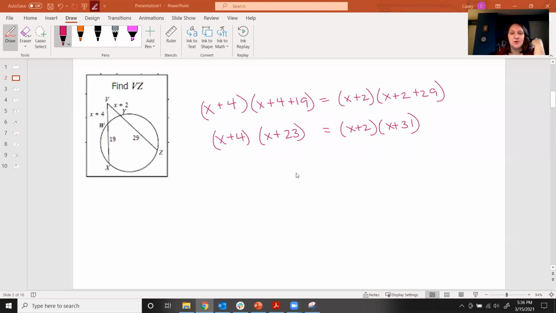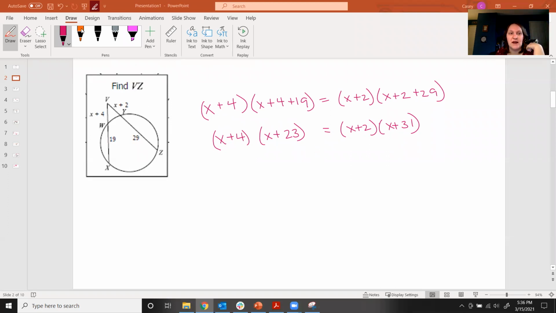Okay, so here I have this problem set up for us. The piece on the outside is x plus 4. The length of the whole thing will be x plus 4 plus 19. Over here, the outside piece is x plus 2, and the length of the whole thing is x plus 2 plus 29. And I simplified what was inside these parentheses. Now, my trick of narrowing down the answers doesn't help here because it wants us to find VZ, and we would have to solve for x first to find that.